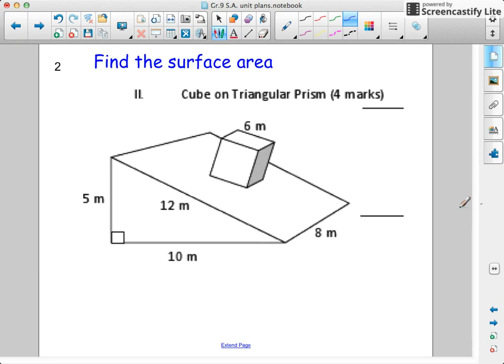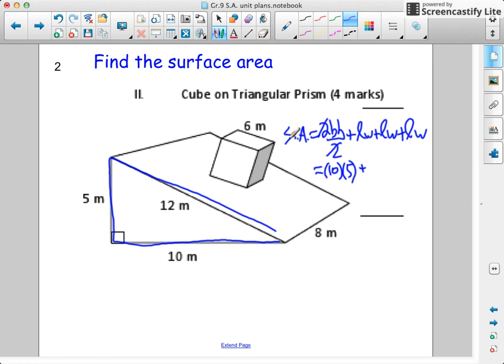So let's do one example of putting it all together. So I have a cube on a triangular prism. Okay, so what I'm going to do is I'm going to do my formula for my triangular prism, which is surface area equals 2 times the base times height divided by 2 plus length times width plus length times width plus length times width. So my 2's cancel. My base and height are 10 and 5, so 10 times 5. That's of this triangle right here.